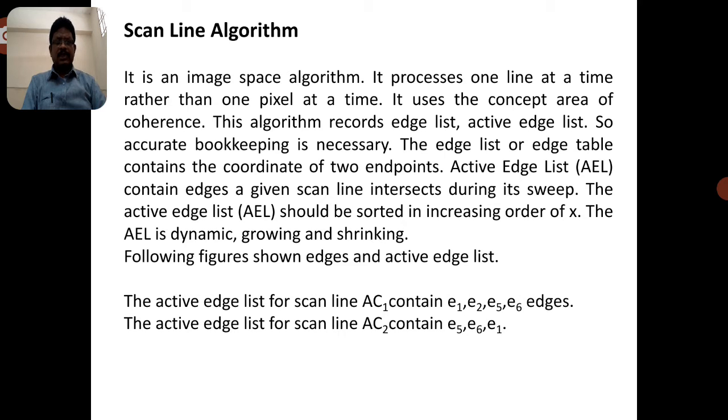The edge list or the edge table contains the coordinates of the two endpoints. Already in two-dimensional or three-dimensional space we can observe that a line has to be considered with its two endpoints. So whatever we consider in the edge list and the active list, that list should be coordinated with the two endpoints. That is the active edge list, defined as AEL. AEL contains the edges that a given scan line intersects during the sweep.